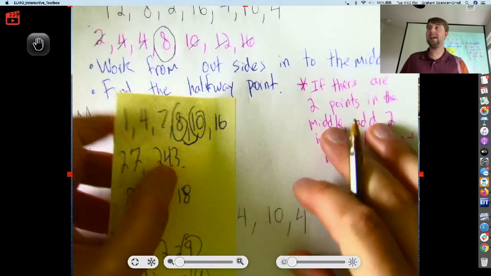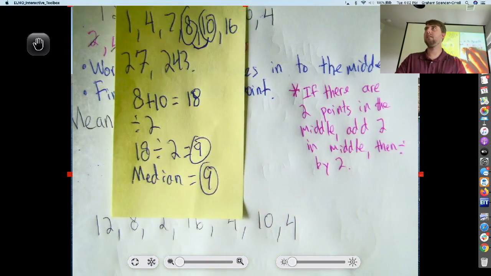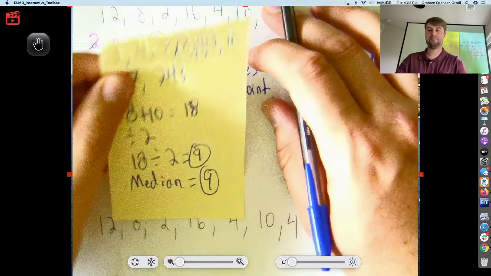And that's only when we have an even number of data points. If there's an odd number, you will always have 1 in the middle.